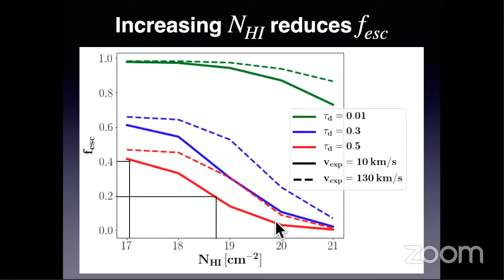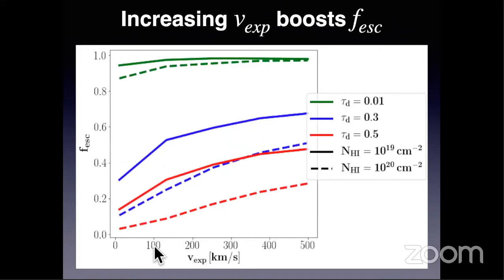However, you can do the same experiment by looking at how the outflow velocity changes, different colors, different dust amount. Of course, the dust reduces your F escape. And the photon escape fraction here, you see that it increases with the outflows. If you have a more expanding shell, the outflows is higher, then your F escape goes higher. So with a little dust, it's very hard to reproduce a factor of two in F escape, or a factor of three if you want to go to redshift of eight.